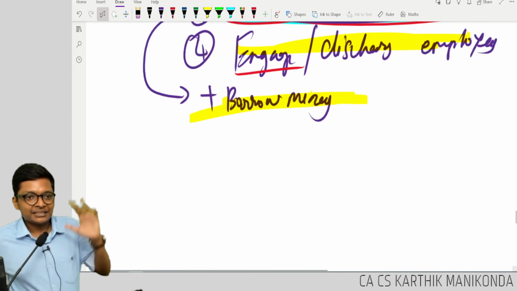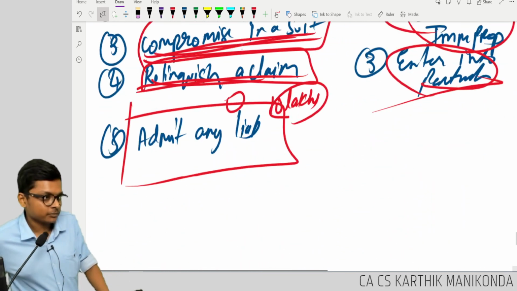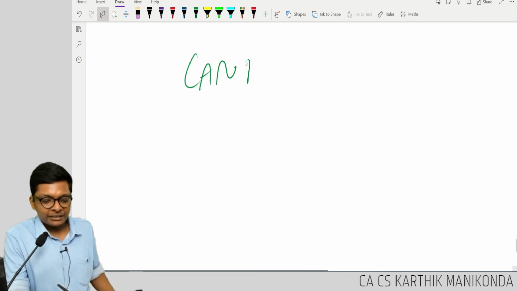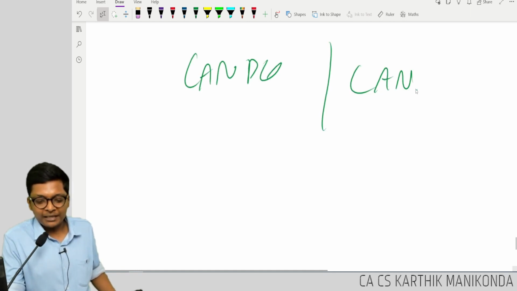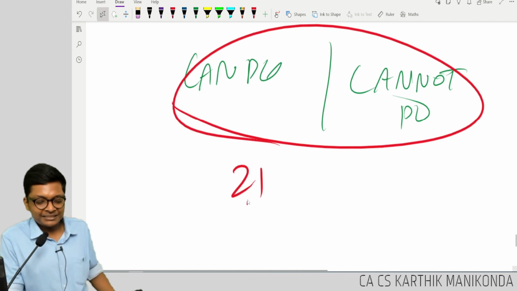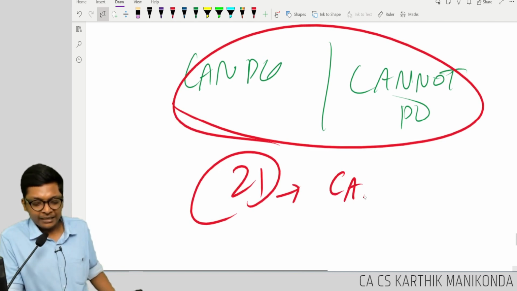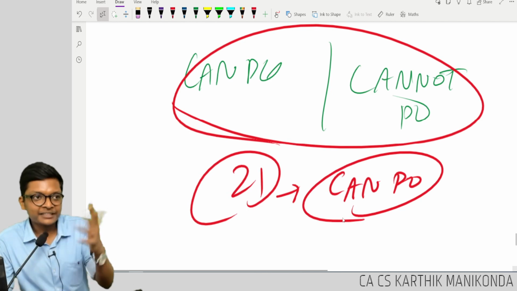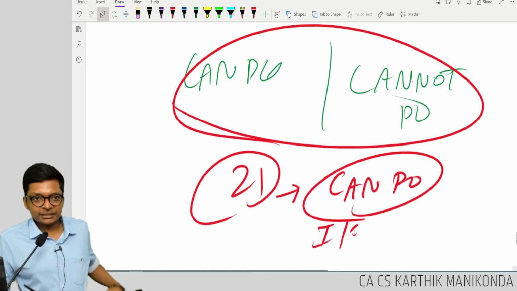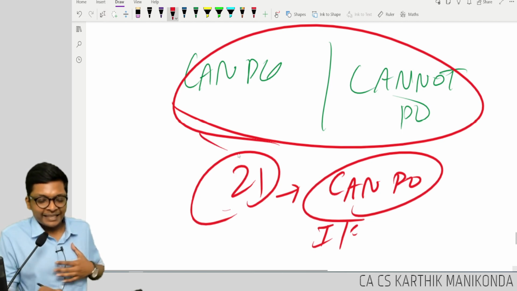Write these points. Clear, guys? Now, I don't care what the partner can do or what the partner cannot do. In case of an emergency under section 21, partner can do everything beyond implied and express. See, in an emergency, I can do anything.